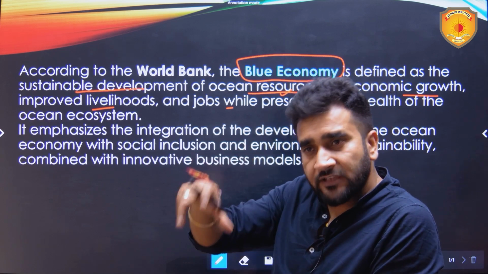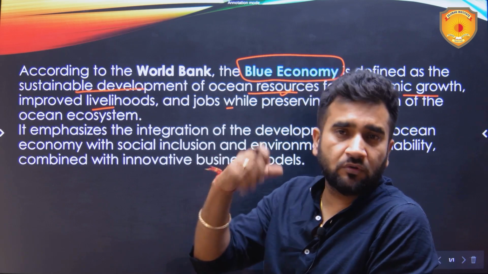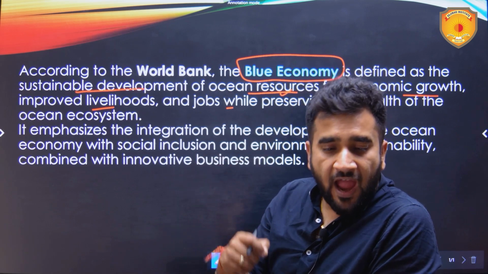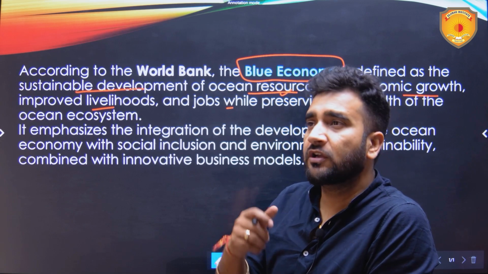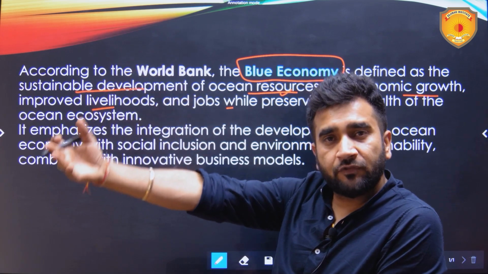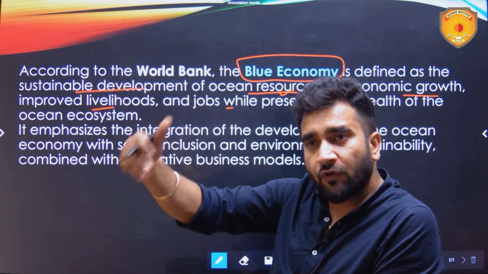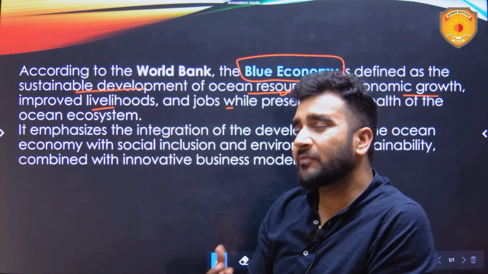We have to exploit them. We have to take them, extract them, and we have to do it in a sustainable manner, so that we are not compromising the ability of the future generation. We are also conserving it for the future generations. Unsustainability should not be there.